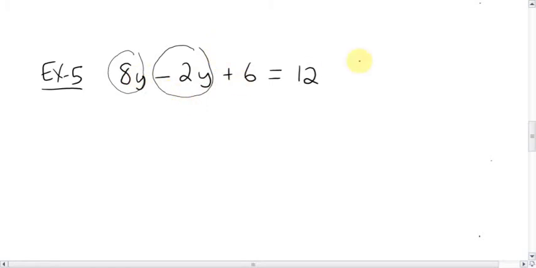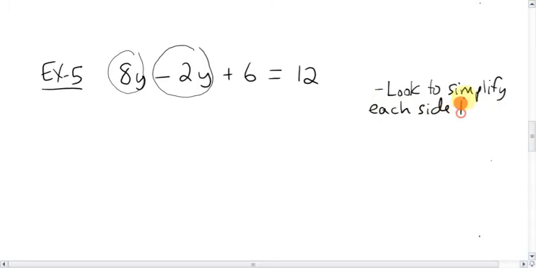So from here on in, on top of any steps that I've ever given you, always look to simplify each side first. So far, they've already been simplified. And then just do the algebra. Here you need to simplify these y's. 8y minus 2y is 6y. Plus 6 equals 12. And now, it's just like the past 4 examples.